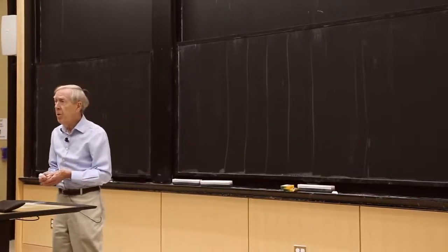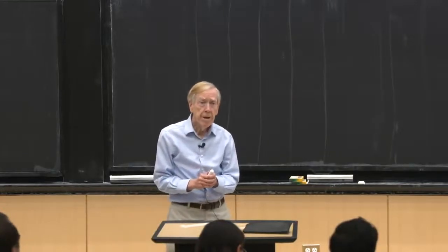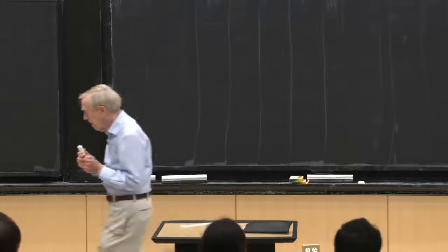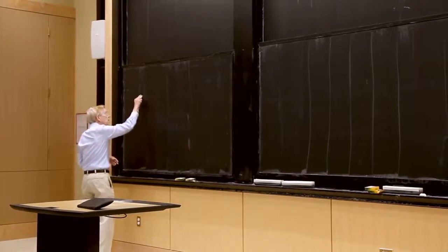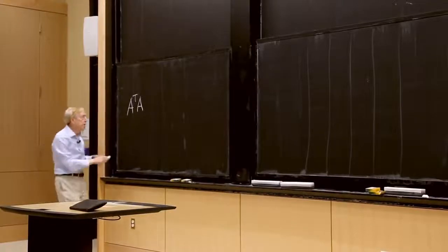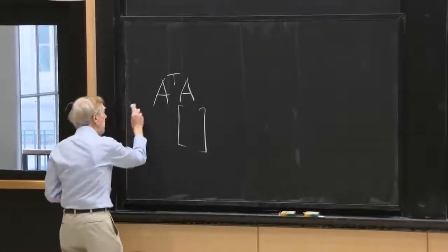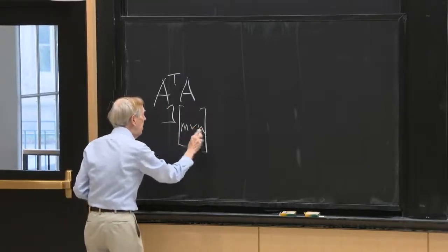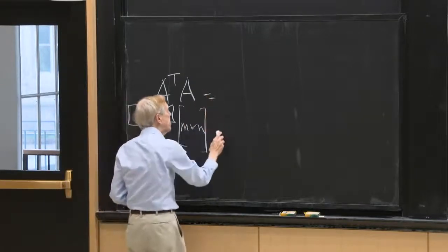OK, let's go. So the key is that A transpose A is a great matrix. That's the key to the math. So what are the properties of A transpose A? A is rectangular again, so maybe m by n. A transpose is n by m. So we get a result that's n by n.